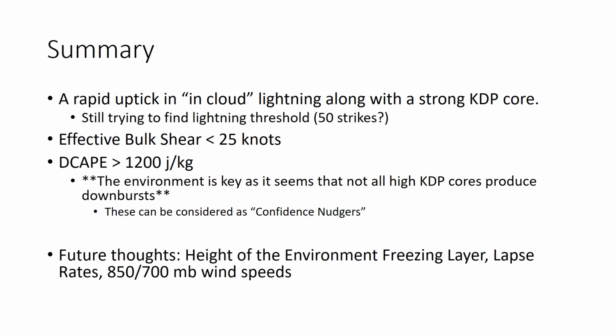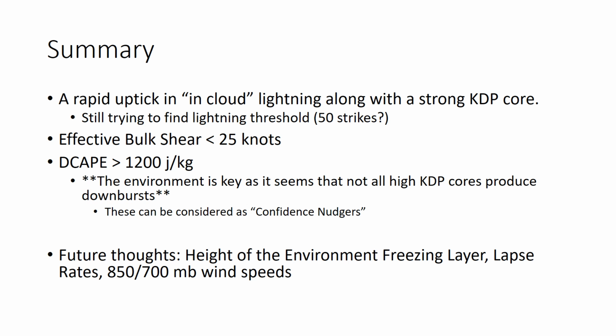I'm still working on trying to see if there is maybe a lightning threshold that could help with any potential over warning or any other messaging issues on something that may produce a downburst or a microburst. In all the cases I've looked at so far, it looks like there needs to be at least 50 in-cloud lightning strikes present. But again, I would obviously need to look at a lot more cases and scenarios.